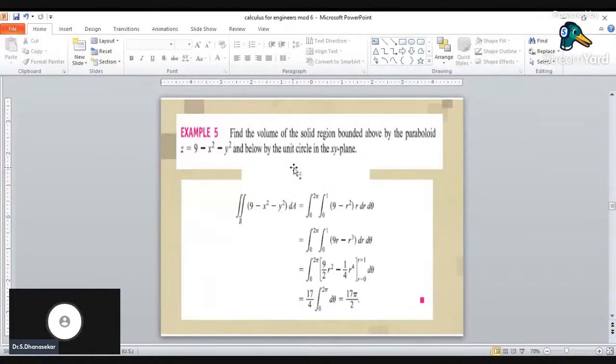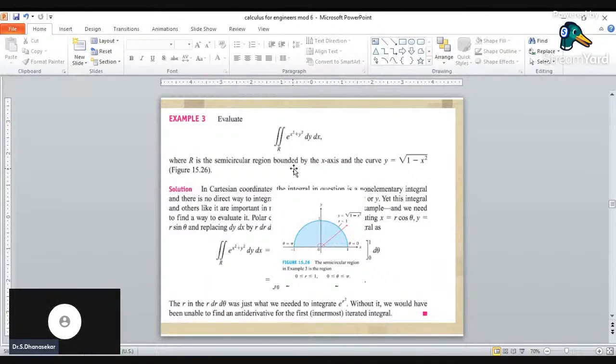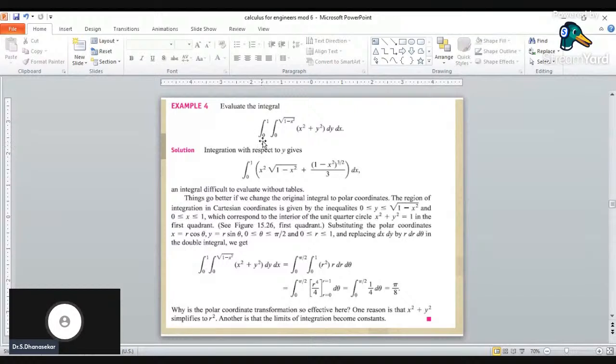Now, if I see this figure, it is 0 to 1, 0 to root of 1 minus x square. All are positive. That means it will be in the first quadrant. Now, if it is in the first quadrant, then what is your theta? Theta will be from 0 to pi by 2, isn't it? Theta will be from 0 to pi by 2. And what is the radius of that? It's a unit circle.